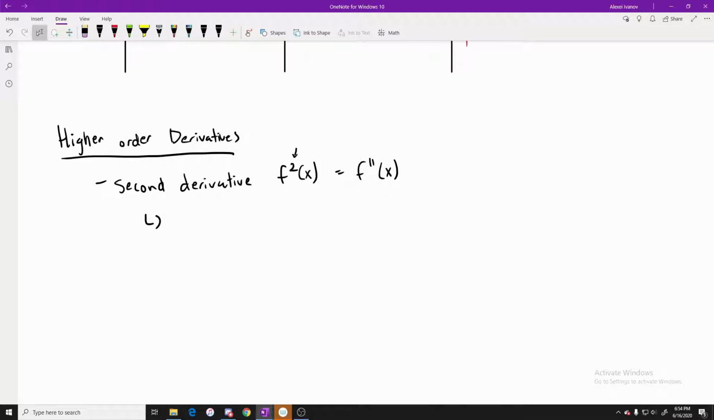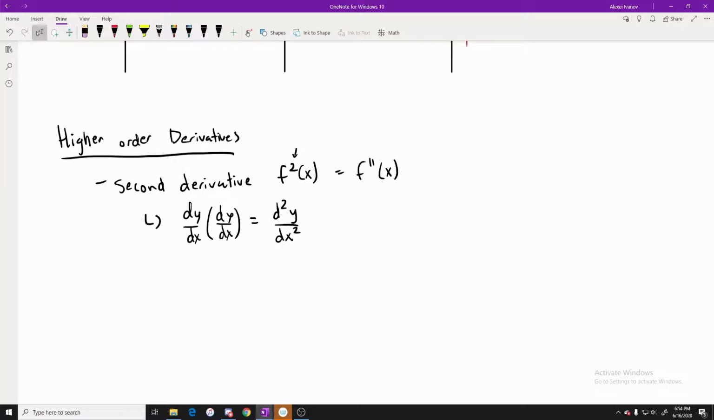And using the Leibniz notation that we learned, it would essentially be just dy over dx, but we would take the derivative of that derivative itself. We would do the derivative twice. We would do this one first, the inner one first, and then we would take the derivative again of it. So we could write this as d squared y over dx squared. This would be the notation for a second derivative in Leibniz notation.